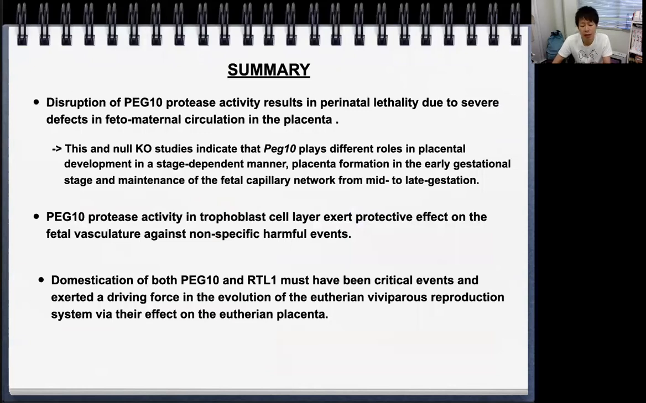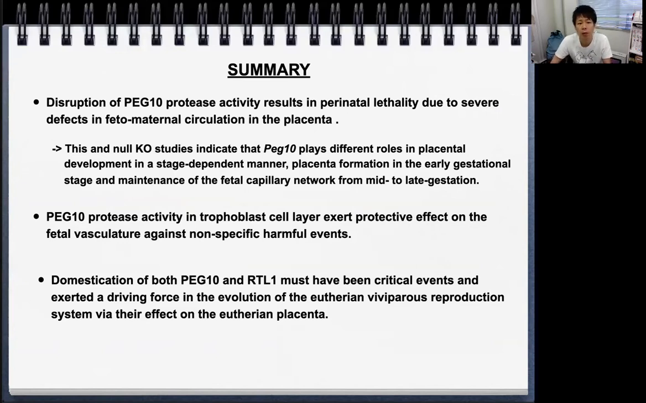To conclude my presentation, I'd like to summarize important points. We found that disruption of PEG10 protease activity results in perinatal lethality due to severe defect in fetal-maternal circulation in the placenta. This and previous PEG10 knockout studies indicated that PEG10 plays a different role in placental development in a stage-dependent manner: placenta formation in the early gestational stage, and maintenance of the fetal capillary network from mid to late gestation. And our results indicated that PEG10 protease activity in trophoblast cell layer exerts a protective effect on the fetal vasculature against non-specific harmful events.